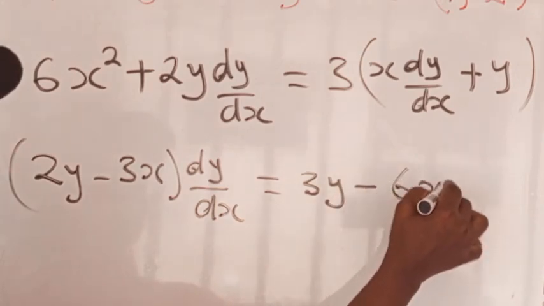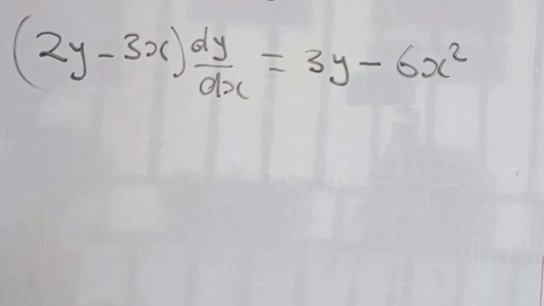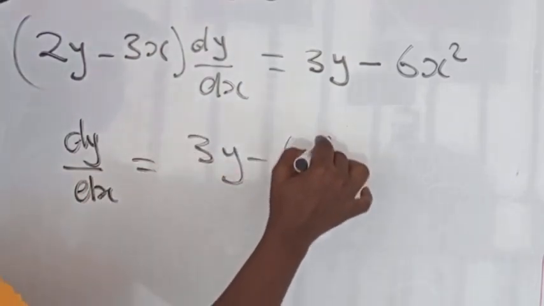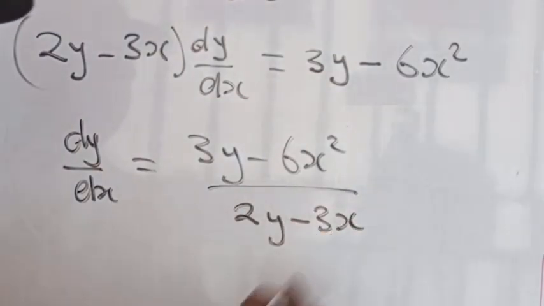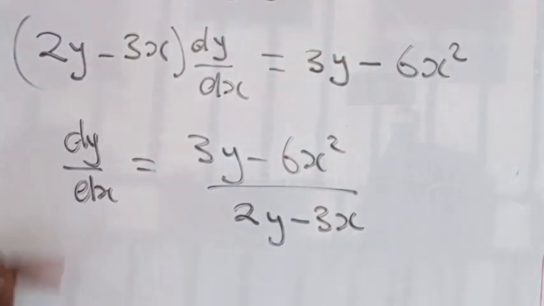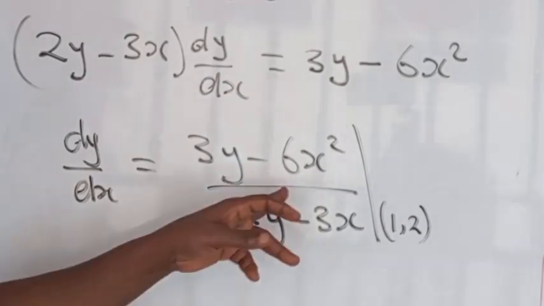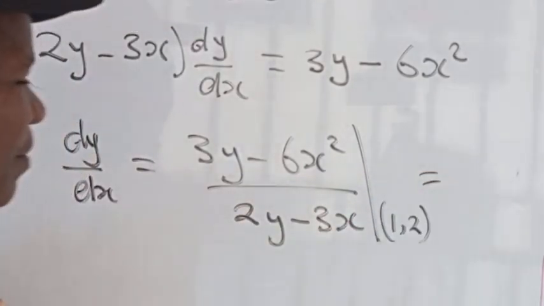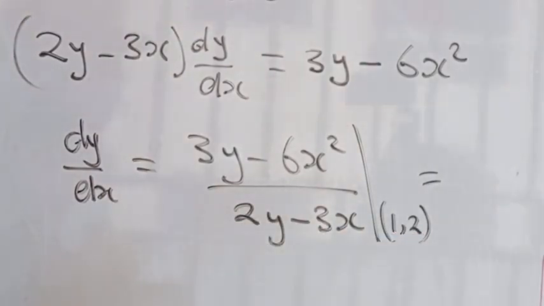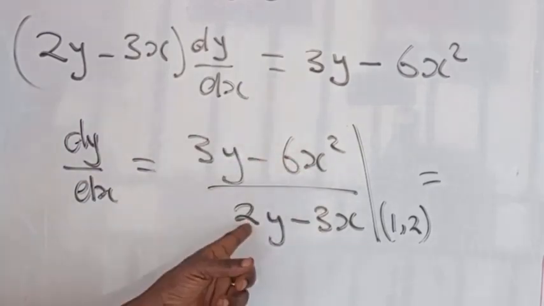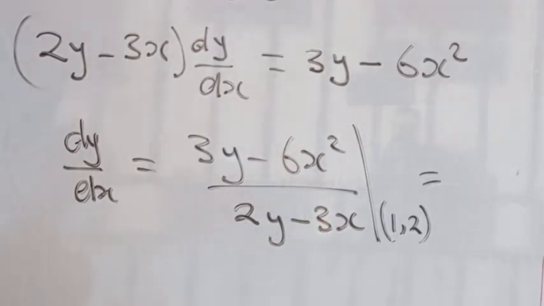So dy/dx is equal to 3y minus 6x squared over 2y minus 3x. All right, so we now evaluate dy/dx at 1, 2. Remember, x is 1, y is 2. So doing that, 3 times 2 is 6, 6 minus 6 is 0, and 2 times 2 is 4 minus 3, that's 1. So you have 0.